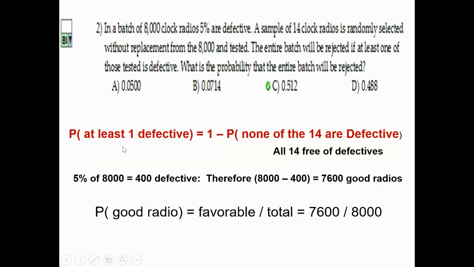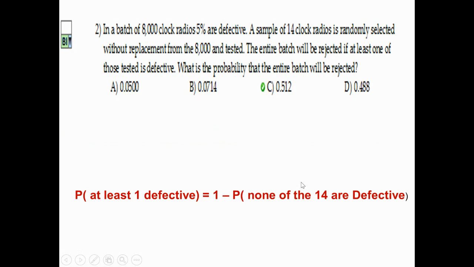All right, so probability of getting at least one defective is one minus probability that none are defective. Well, what does it mean to be none are defective? It means all 14 must have been free of defects. They're all good clock radios. Well, 5% of the 8,000 are defective, therefore you've got 7,600 good radios. All right, so probability of me getting a good radio is 7,600 over 8,000. But I'm doing this 14 times.